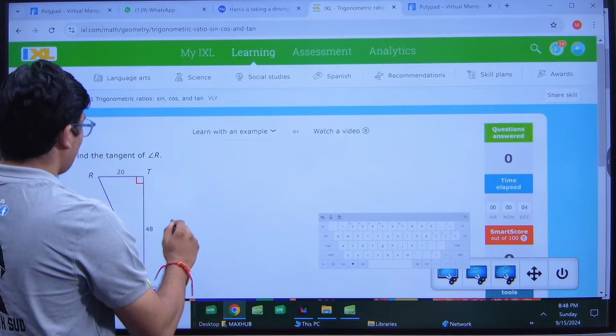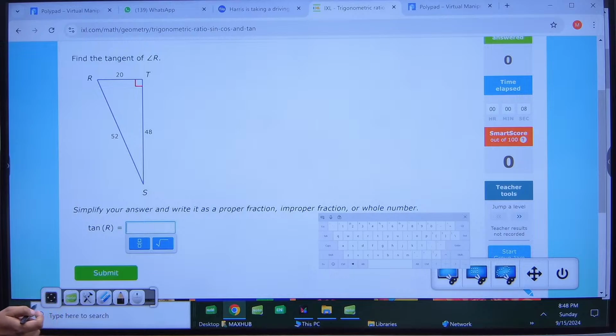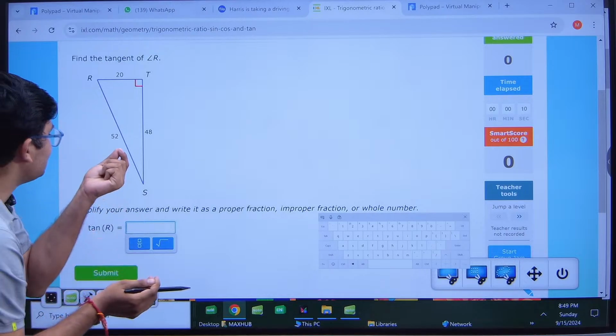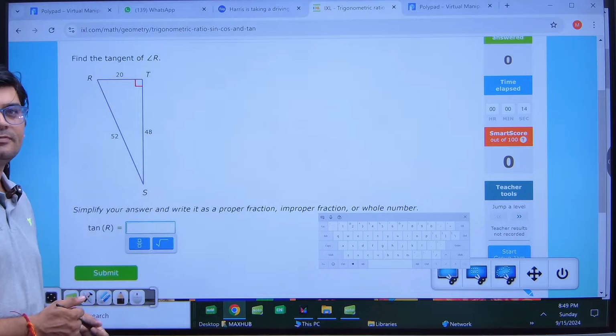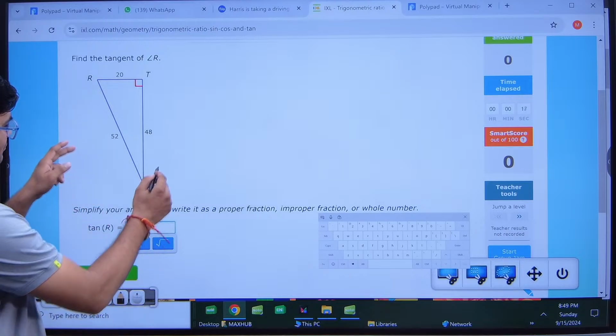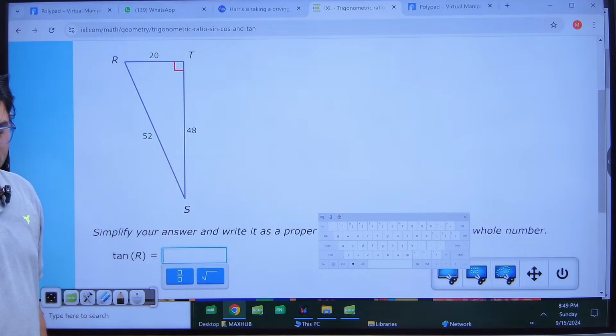Okay, you have to tell me the values. Find the tan of r. Tan of r, be quick. So you have to keep your eyes at r and take opposite side divided by adjacent side. That's it. Is the question visible to you? Yes, sir. Just a second.